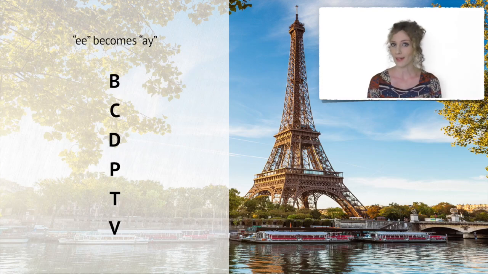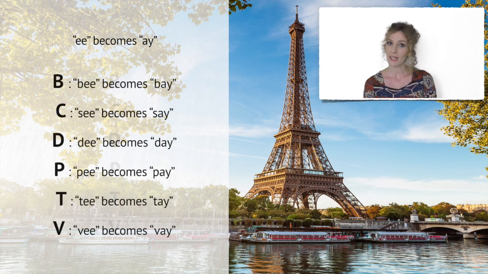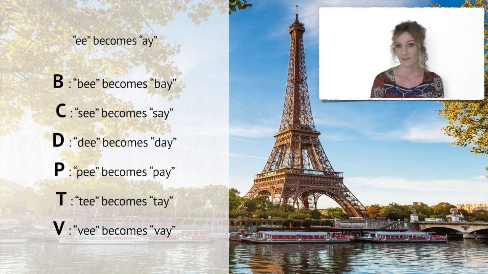Now, there is a group of letters in English that are pronounced with the sound E: B, C, D, P, T, V. Those letters will be pronounced with the sound A in French. So B in English will become B in French. C will become C. D will become D. P will become P. T will become T. And V will become V.